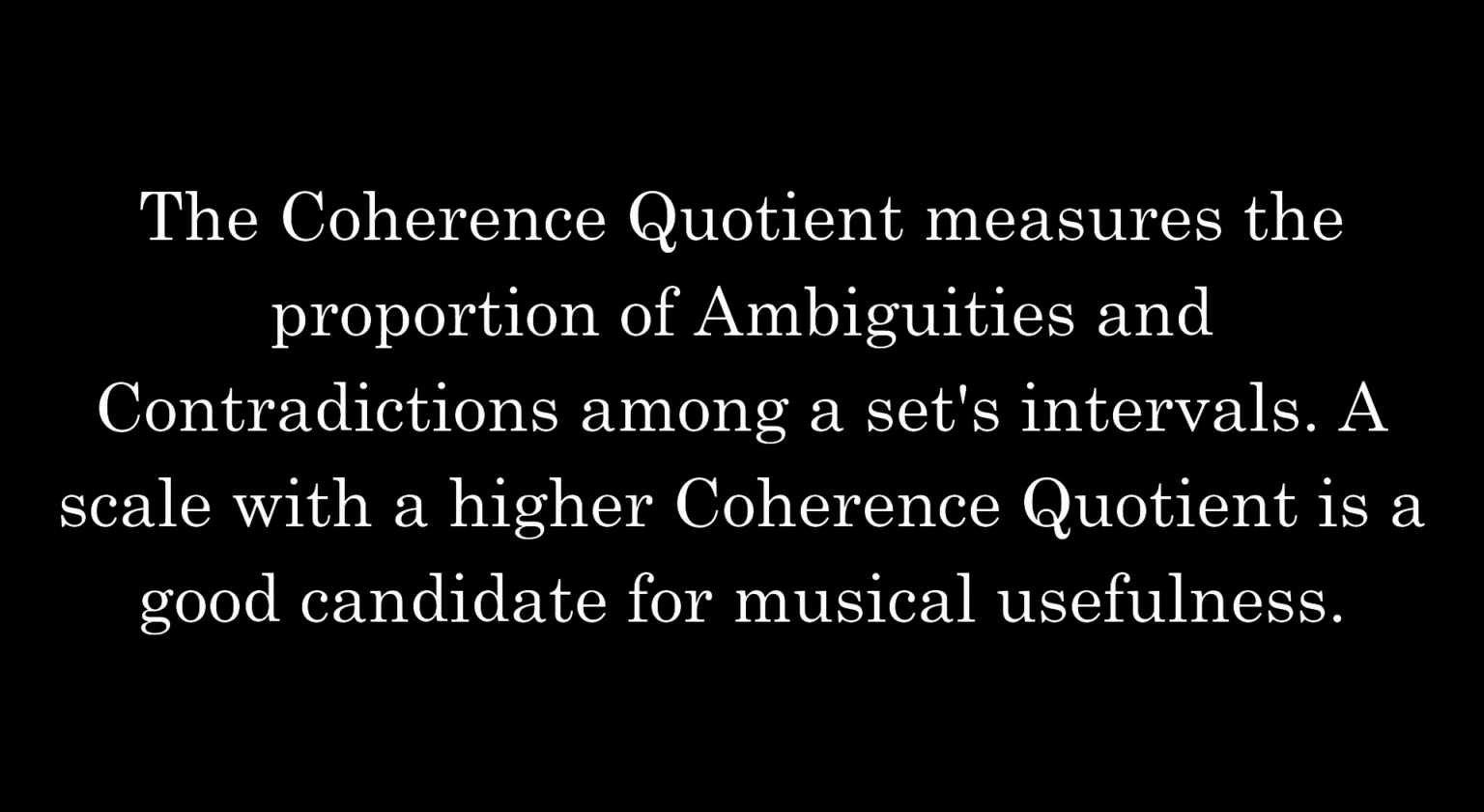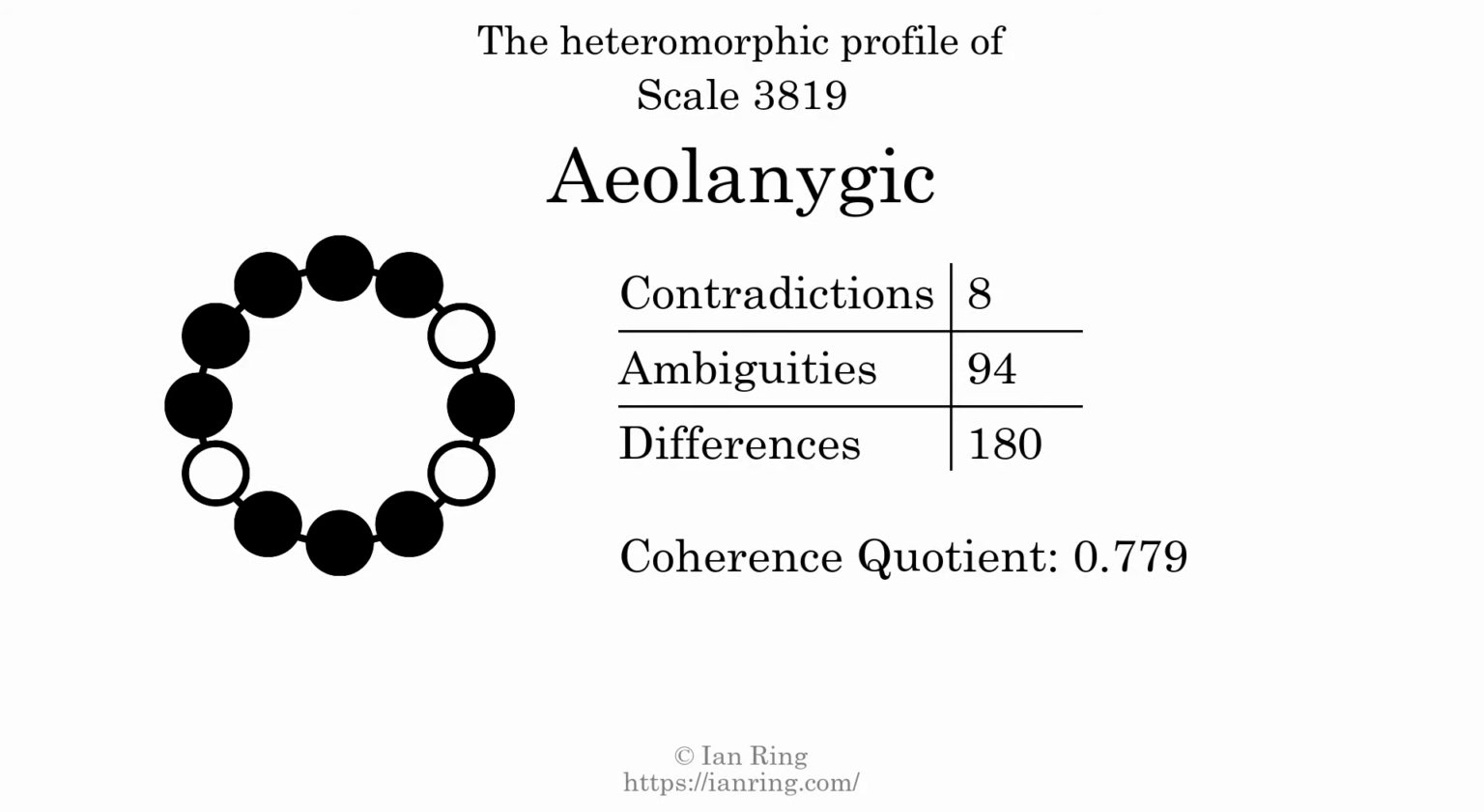The coherence quotient measures the proportion of ambiguities and contradictions among a set's intervals. A scale with a higher coherence quotient is a good candidate for musical usefulness. The coherence quotient is 0.779.